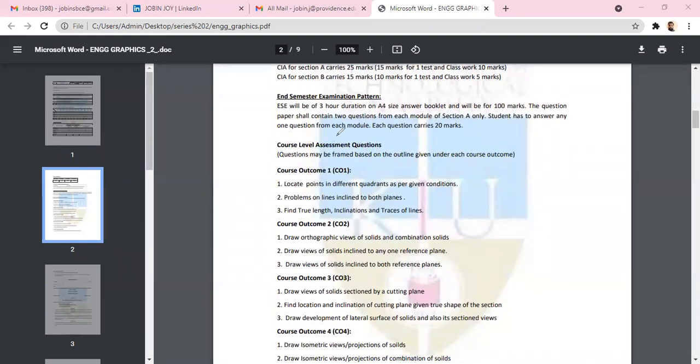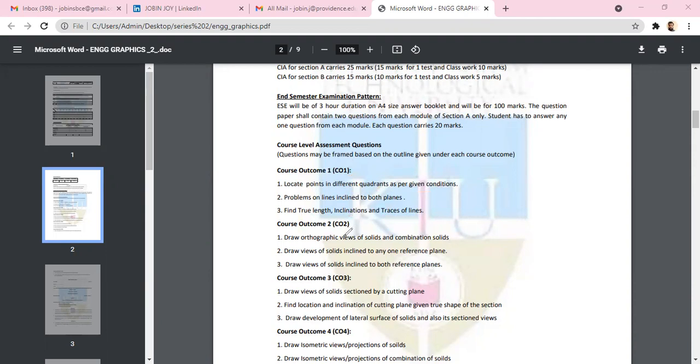So these are the course level assessment questions. Questions are framed based on the outline given under each course outcome. This is course outcome 1: you have to locate different points in different quadrants as per the conditions, then solve problems on lines inclined to both planes, where you have to find the true length, its angles, traces, etc.